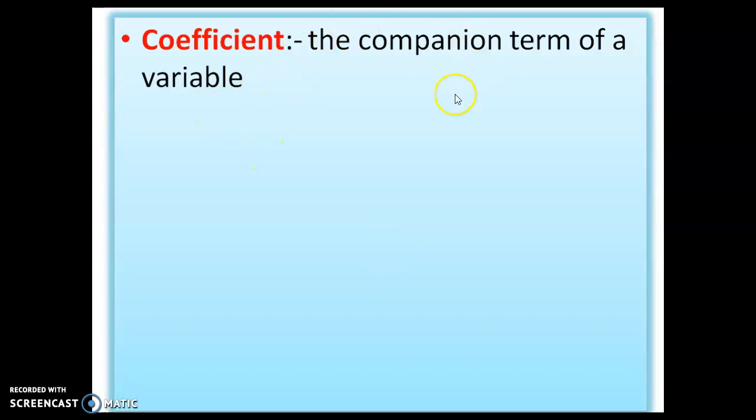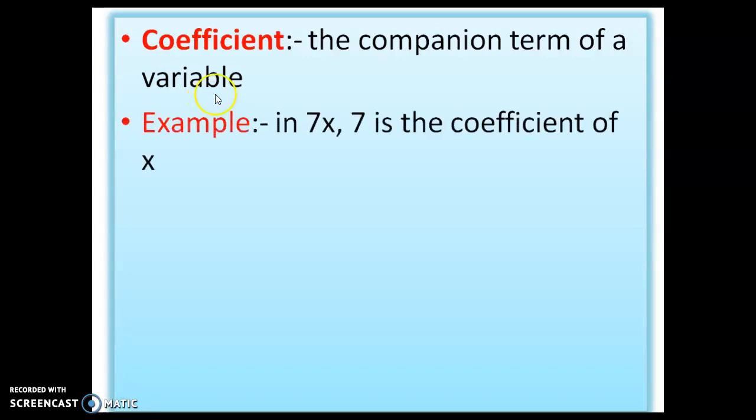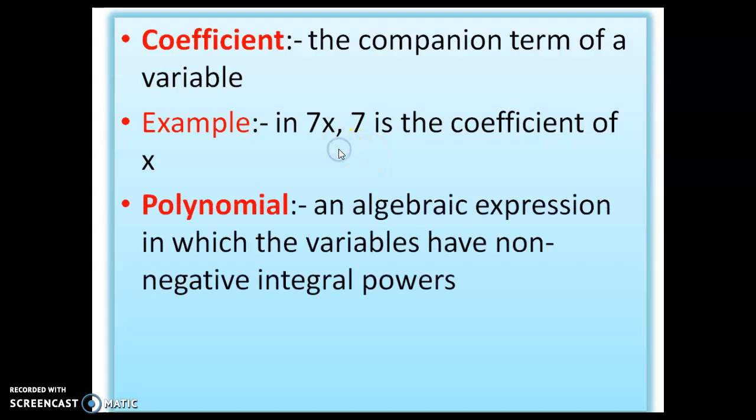Coefficient: the companion term of a variable. Whatever number is combined with the variable is called the coefficient. Here, 7x means 7 is the coefficient of x. So 7 is the coefficient.